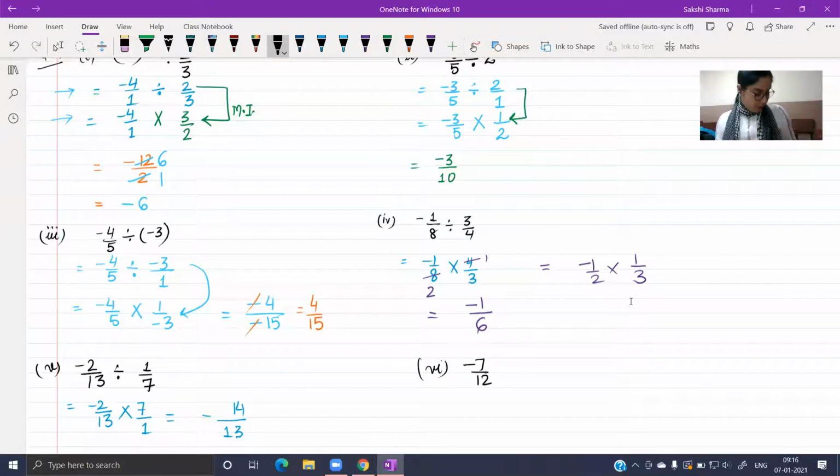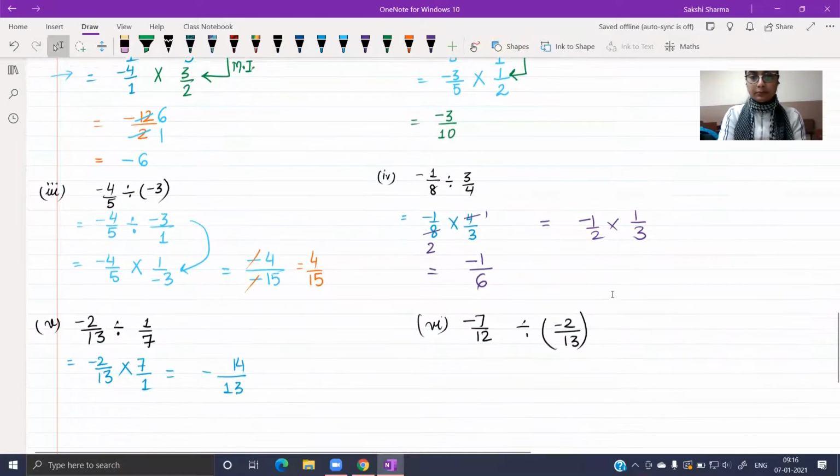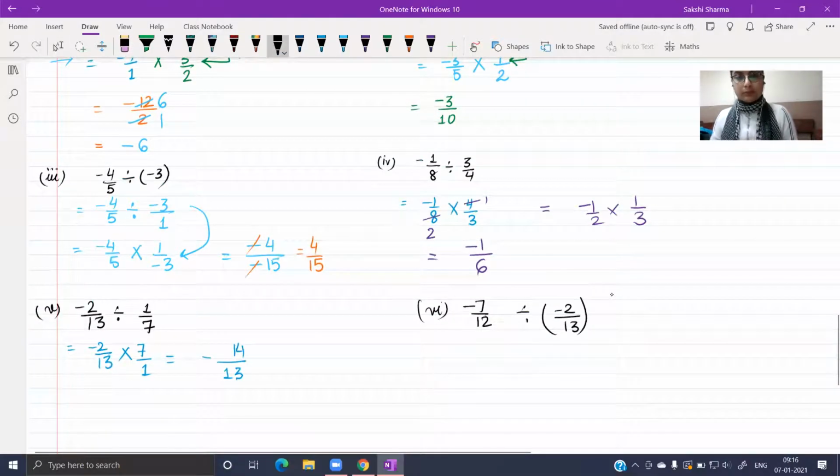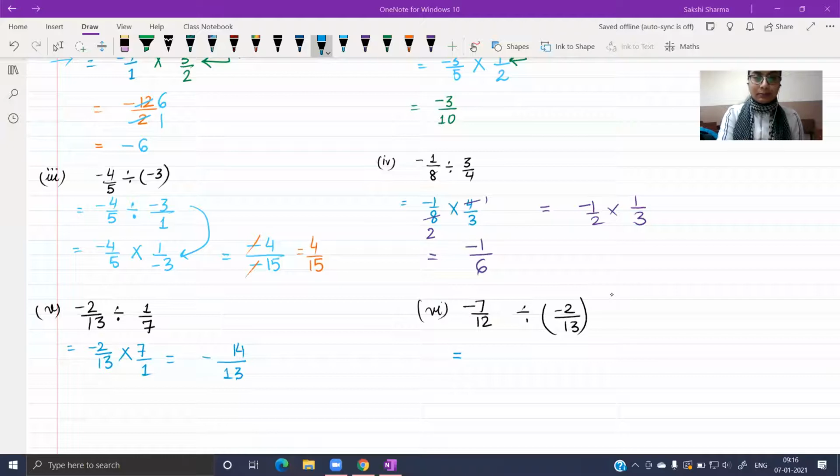Minus 7 over 12 divided by minus 2 over 13. Minus 7 by 12, no change. Sign of division changes to sign of multiplication. Yes, that's correct. Your answer is correct now, Meher. You forgot, I think you just missed that one.